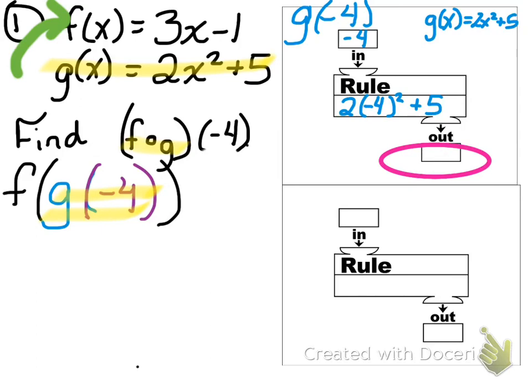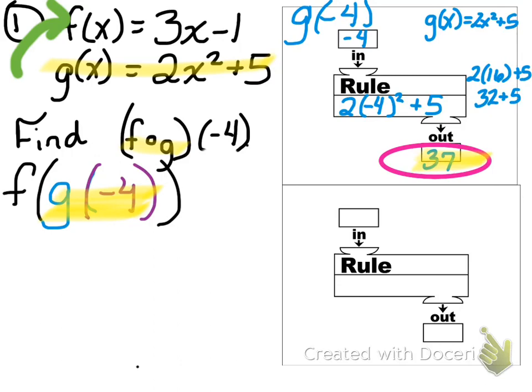I'm going to show you a little bit of the work over here on the side. 2 times -4 squared is 16. It's a positive 16 because a negative times a negative is a positive. 2 times 16 is 32. Then we add 5 to it, and that gives us our output of 37. So that is going to replace what I've highlighted in yellow over here.